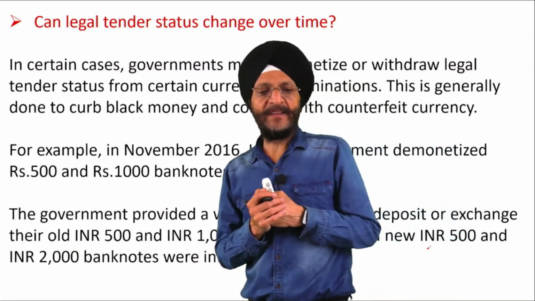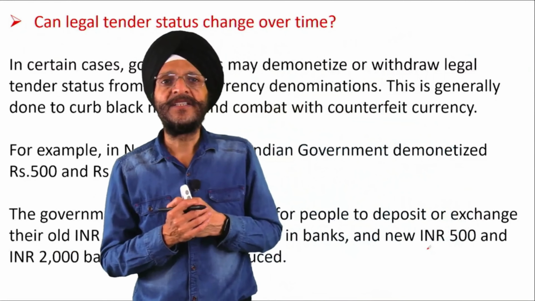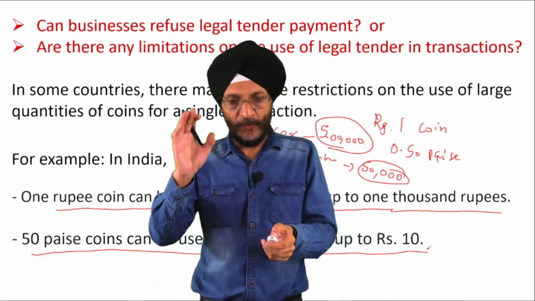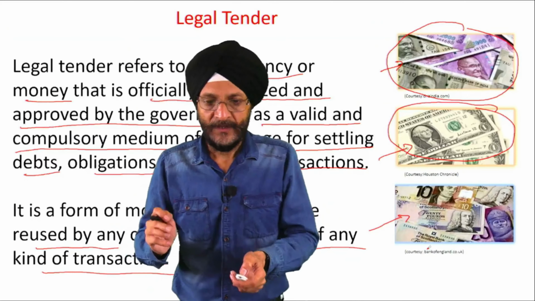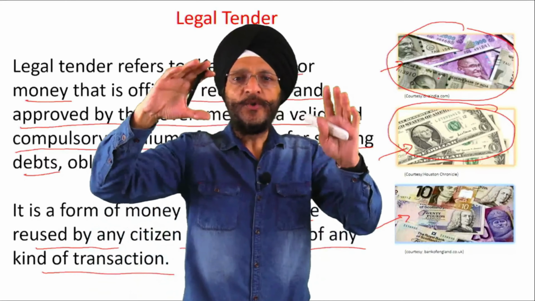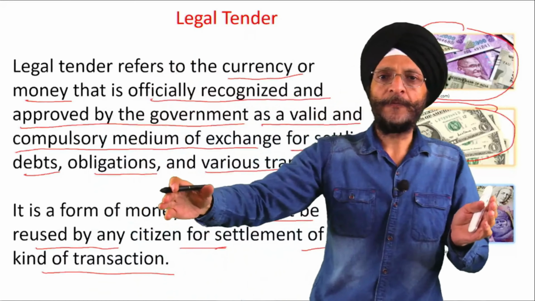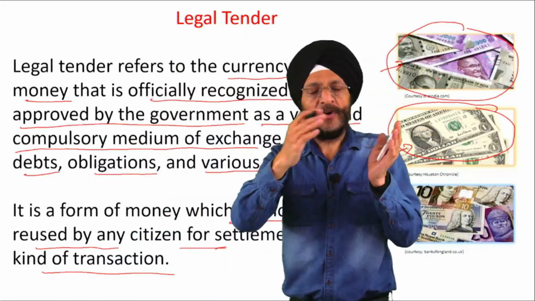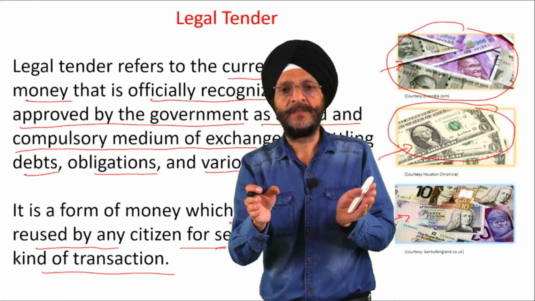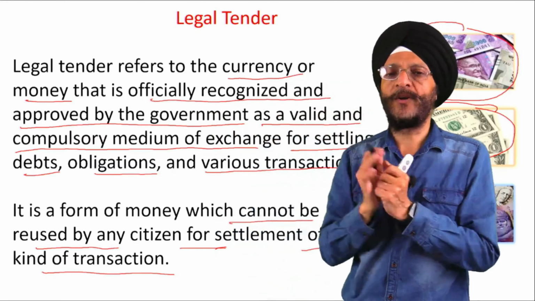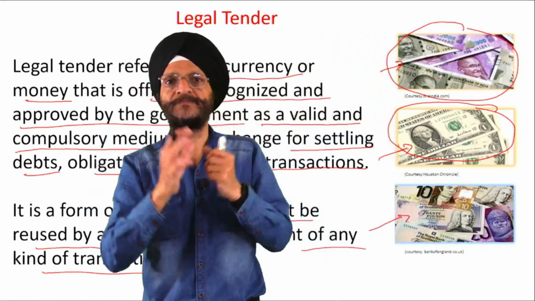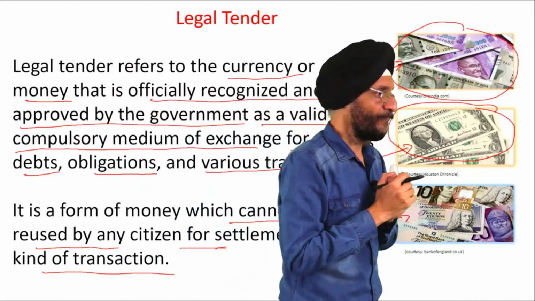And 50 paisa coins can be used to pay for items up to rupees 10. Next, can legal tender status change over time? What it means? First, we will understand the question. These are the currency notes which are used as a medium of exchange, for buying goods and services, or to make the payment of debts. We use all these coins or currency notes.